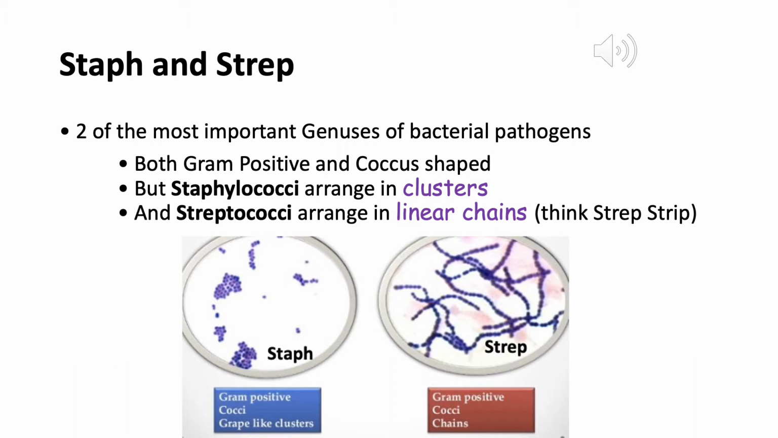Both staph and strep are gram positive. That means if you did a gram stain and looked under the microscope, they would appear purple. And they're both coccus shaped, meaning the round shaped cells that you would see under the microscope.